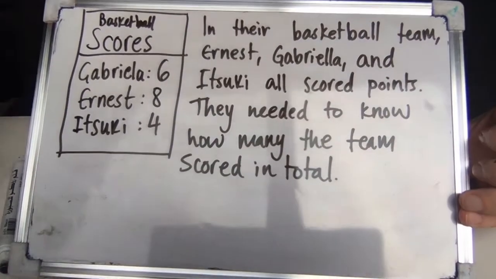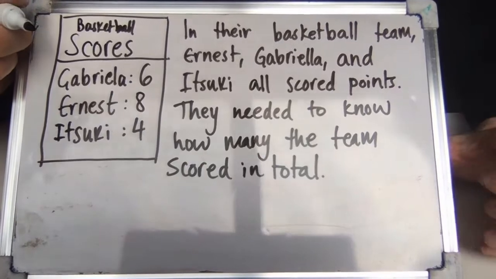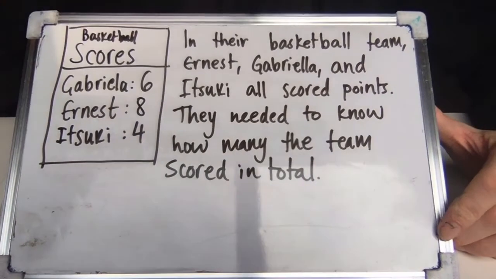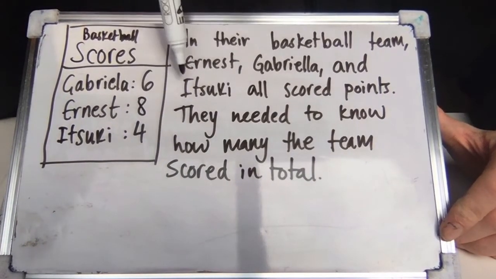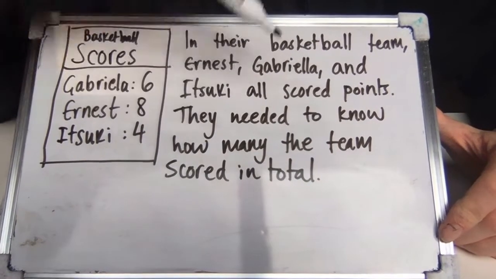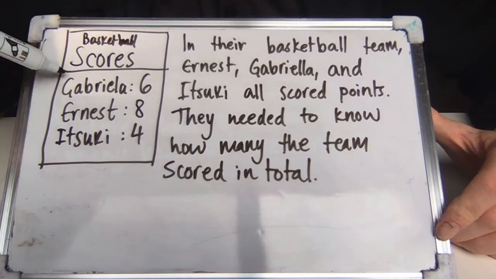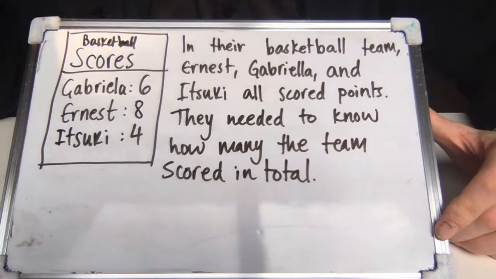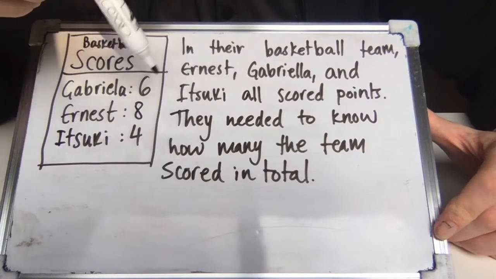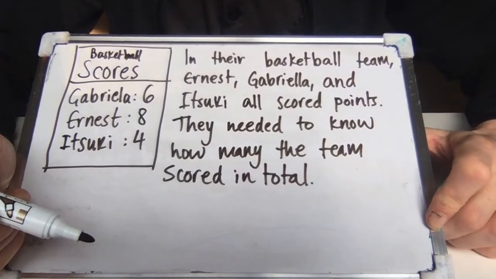So here's another one. In their basketball team, Ernest, Gabriella, and Itsuki all scored points. They needed to know how many the team scored in total. Gabriella scored 6, Ernest scored 8, Itsuki scored 4. So what would we do? What would you do first?